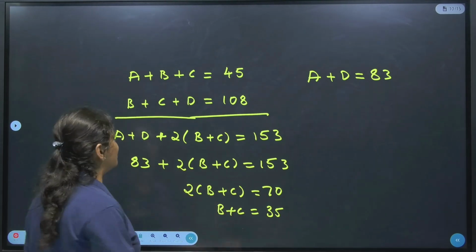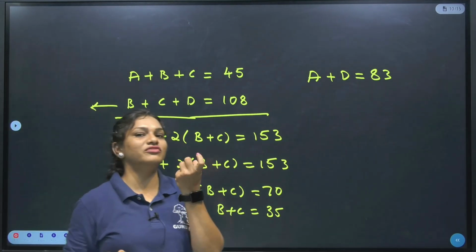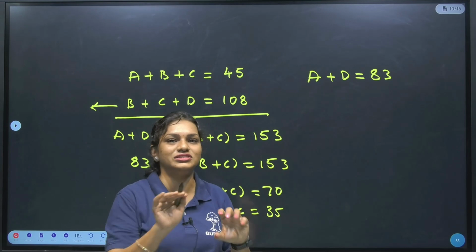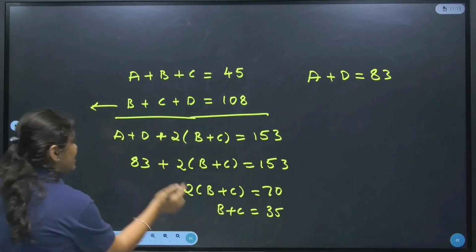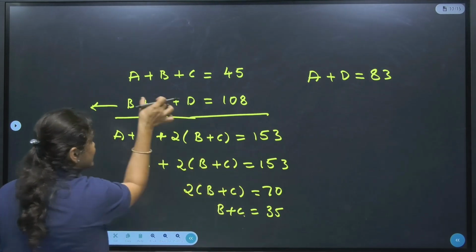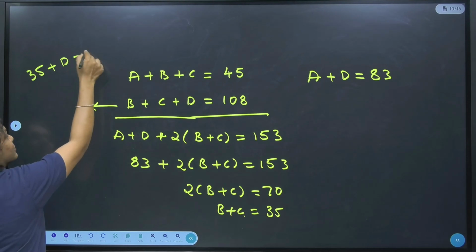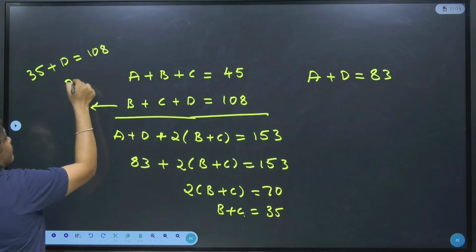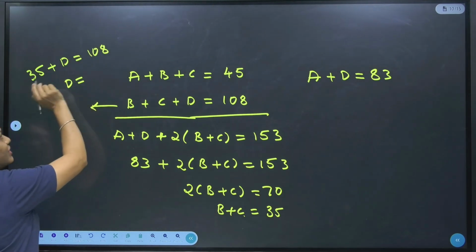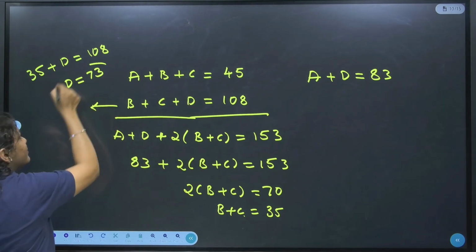So what can we do? If I observe this equation, the sum of B and C is there along with the D equation, right? So I can directly substitute here. Just try to understand. Whatever this B plus C is, if I substitute 35 plus D equals 108. Finally, we'll get the D value, which is 108 minus 35, which is how much? 73 we will get. Am I right?